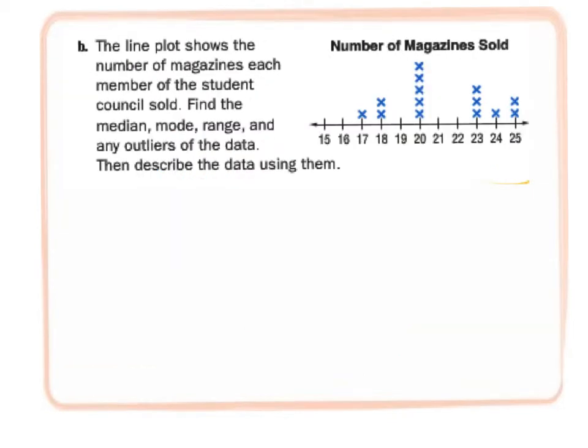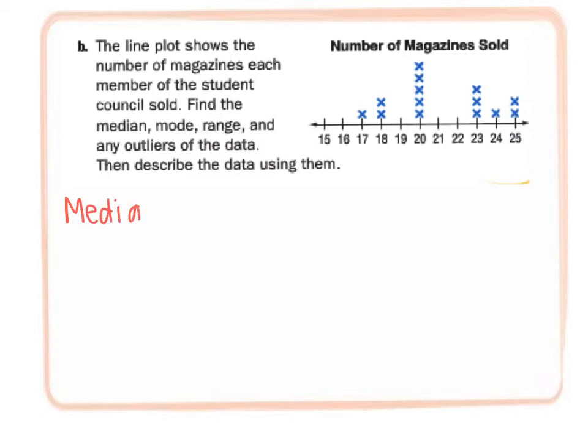Okay, this time they've given you a line plot that has already been plotted for you, and then you have to analyze it. So it says the line plot shows the number of magazines each member of the student council sold. Find the median, the mode, the range, and any outliers of the data. Then describe the data using them. Okay, so I'm going to find first the median.